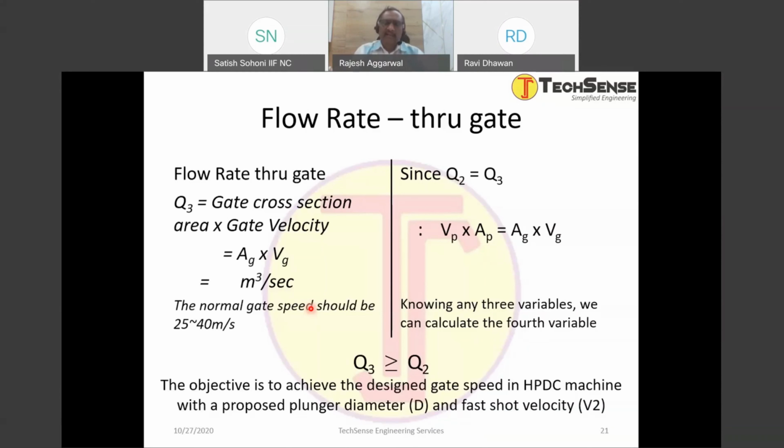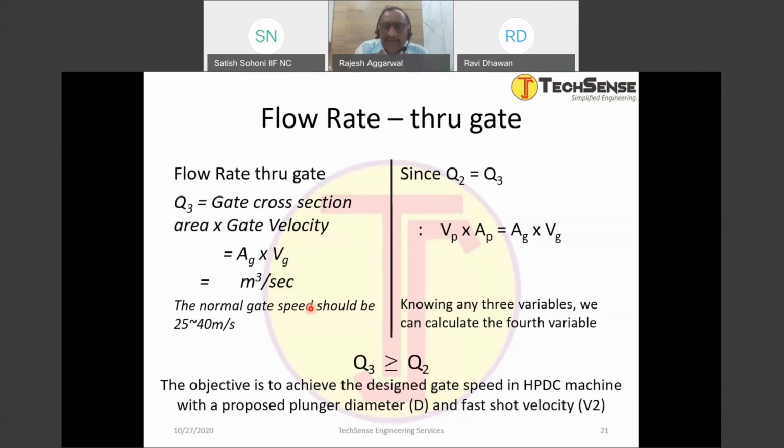Again, we can say as a guideline, Q3 should be more than or equal to Q2. Again, the objective is to achieve the designed gate speed. What do we mean by the designed gate speed? Usually, as per NADCA, the normal gate speed should be in the range of 25 to 40 meter per second. Right? To achieve this designed gate speed in HPDC machine with a proposed plunger diameter and fast shot velocity.